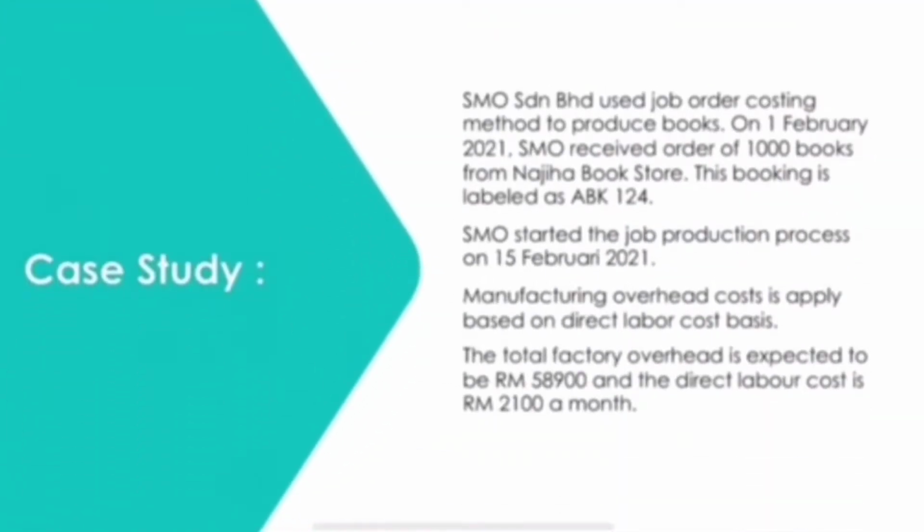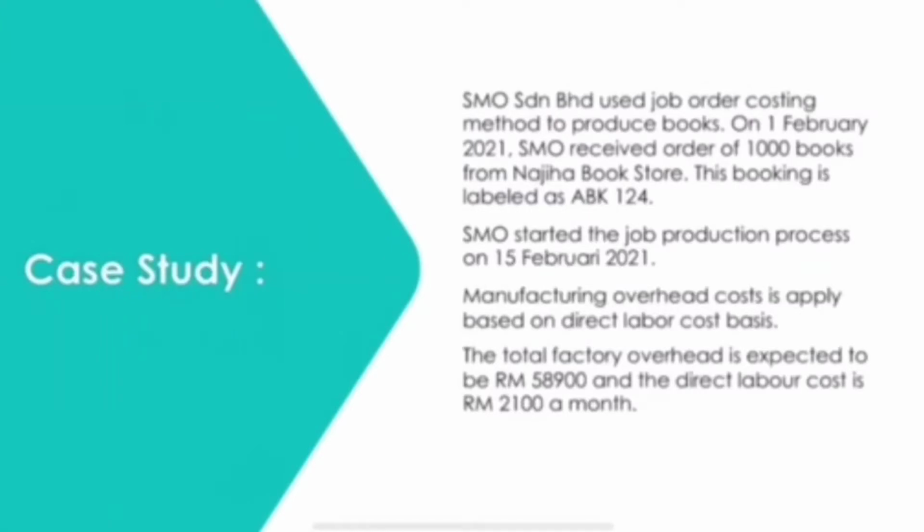Situation given: Jack Ma owned a company named SMO Sendirian Berhad. SMO Sendirian Berhad used the job order costing method to produce books. On 1st February 2021, SMO received an order of 1000 books from Najiha Bookstore. This booking is labeled as ABK124. SMO started the job production process on 15 February.